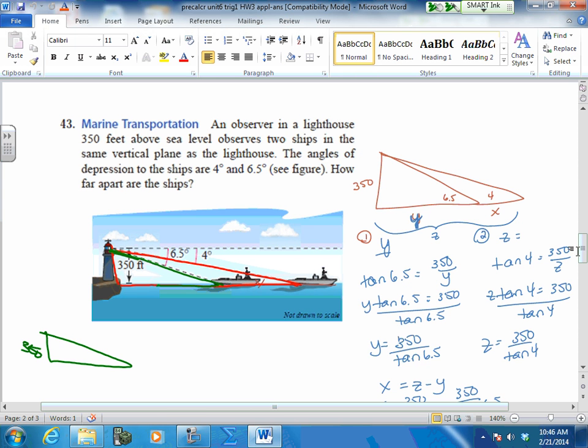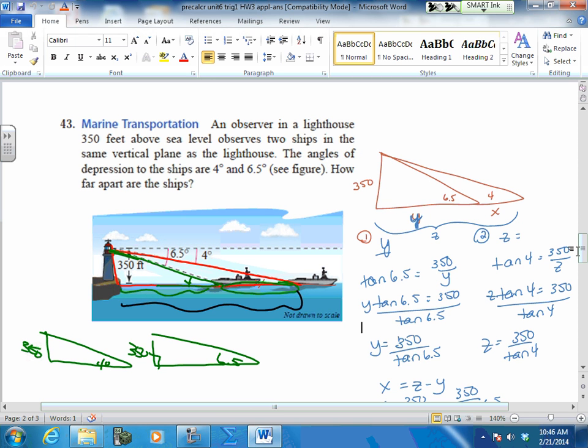350, and don't forget you can use this as your angle of elevation. This would be your 4, and then you have another one, and this will be your 6.5. Now they want to know how far apart the ships are, this distance right here. So if you can find this distance, and then the big one, this distance, can't we then subtract those? Just like we did yesterday, right?